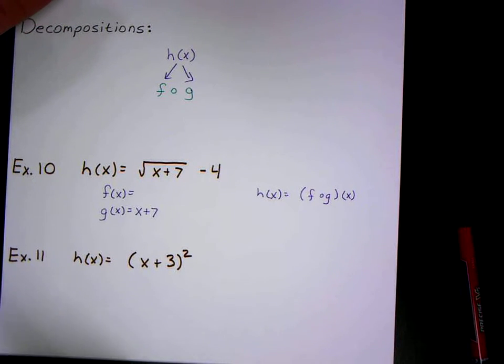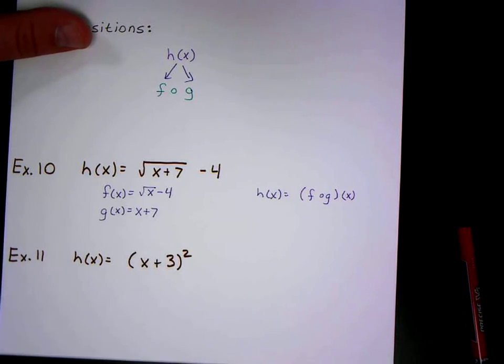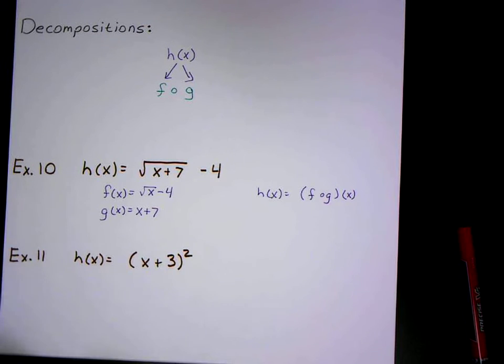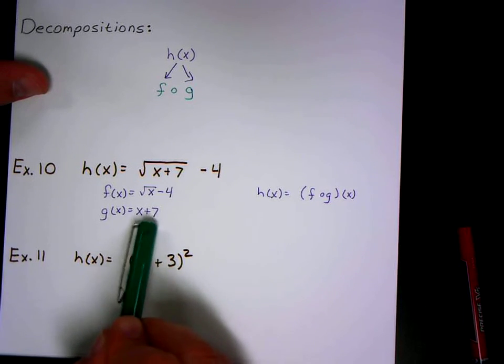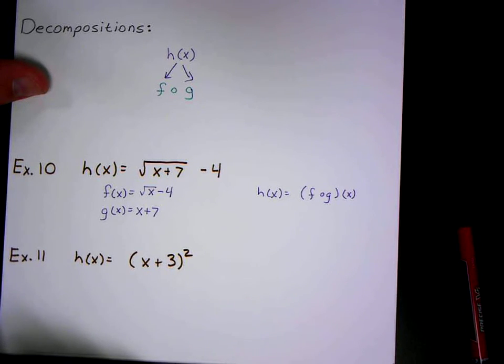So if I put x plus 7 inside of f, what would f have to look like? Square root of x minus 4. Should it also be square root of x plus 7 x minus 4? Yes. Wait, but wouldn't x plus 7 be square rooted? No, because if I'm taking this and putting it inside of that, then it would become square rooted whenever I put them together.